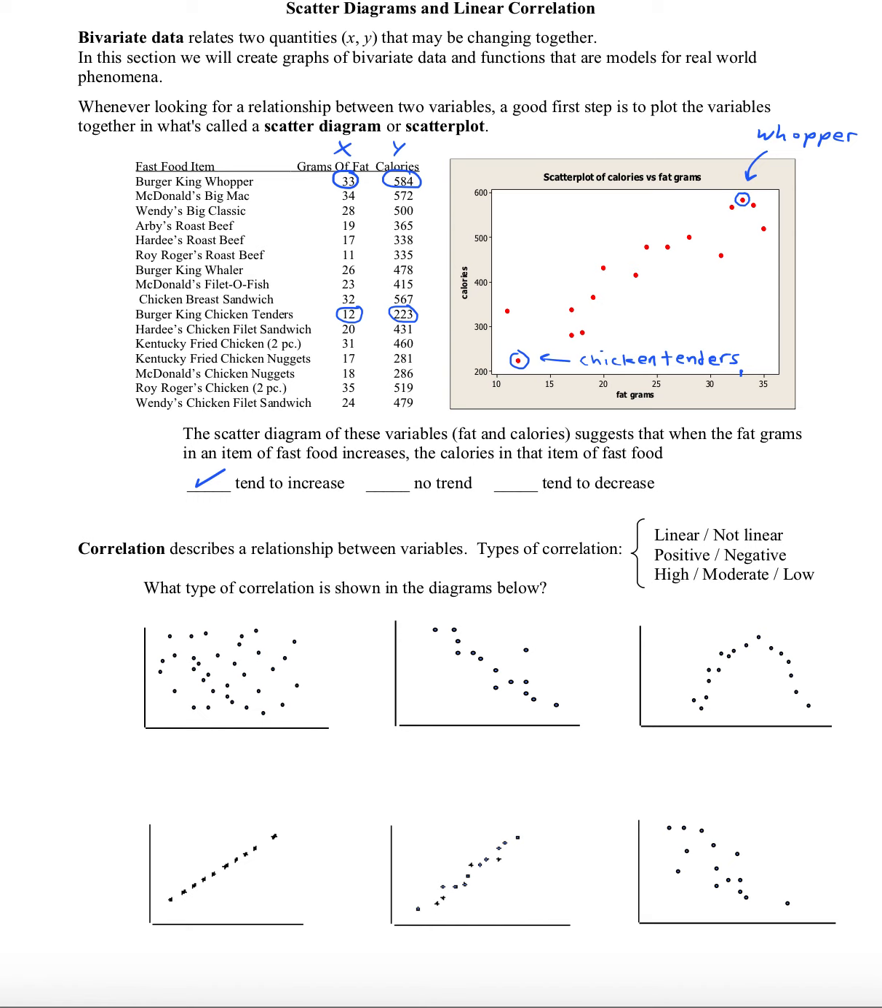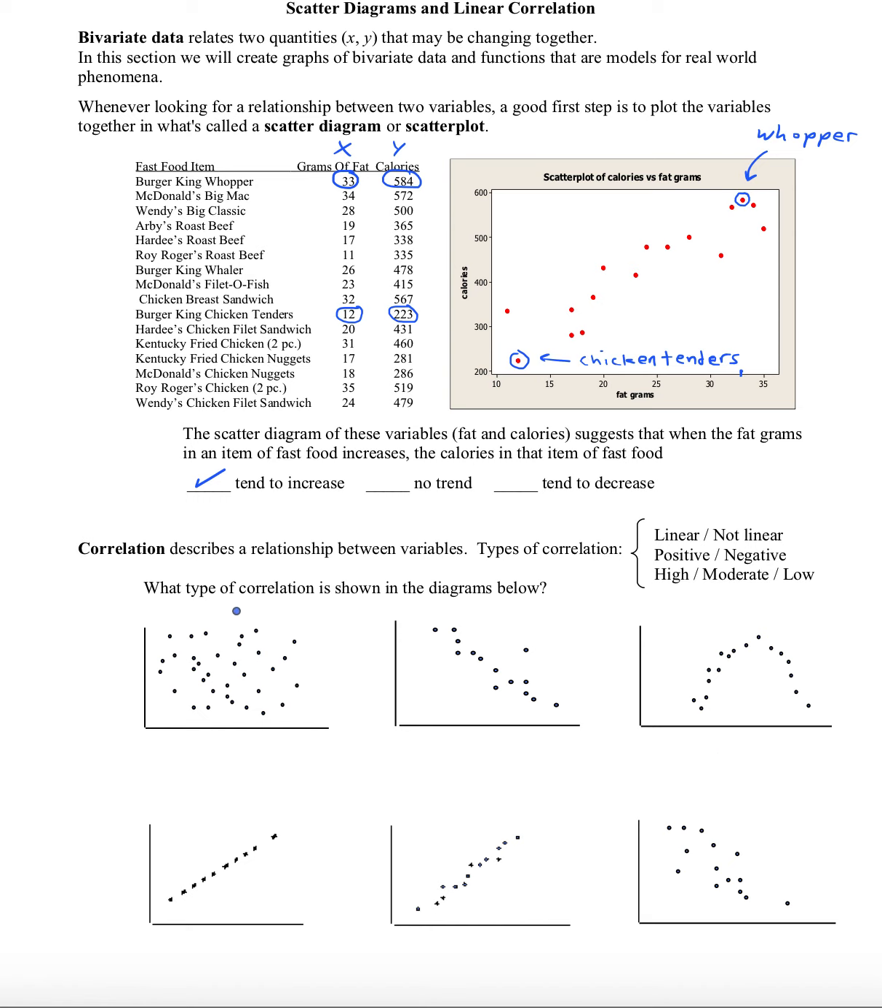There are other terms we can use to describe correlation. Positive correlation is used when we see an upward trend. Negative correlation would be a downward trend. Linear correlation means that a line is the best mathematical model for the data. High correlation means the data fits a mathematical model almost perfectly, whereas low correlation means it doesn't fit the model very well at all. What type of correlation is shown in each of these diagrams?